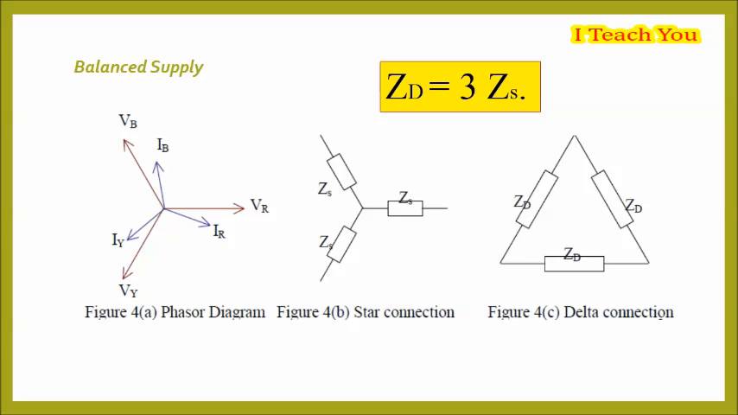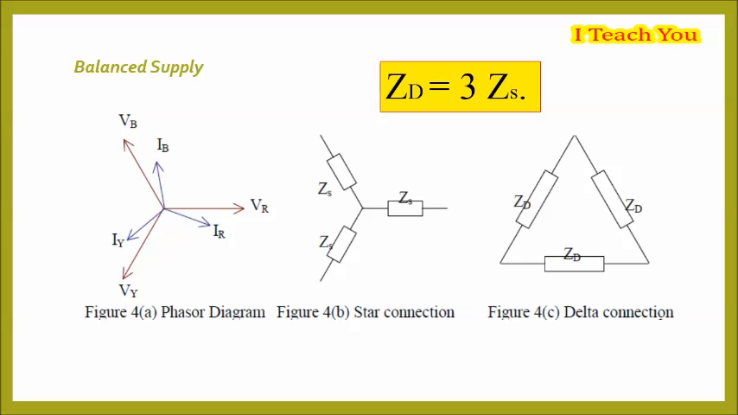Figure 4. The balanced load can take one of two configurations: star connection or delta connection. For the same load, the star-connected impedance and the delta-connected impedance will not have the same value.